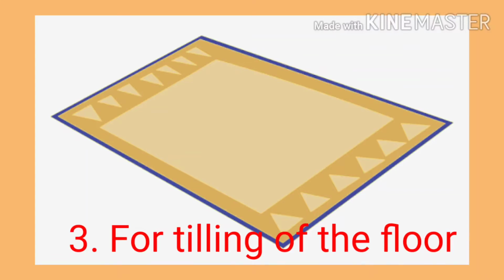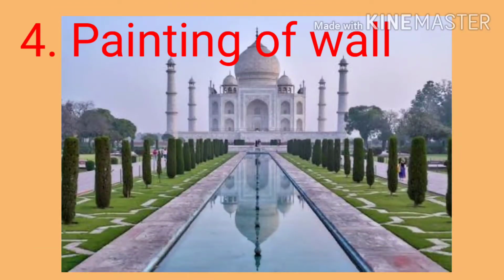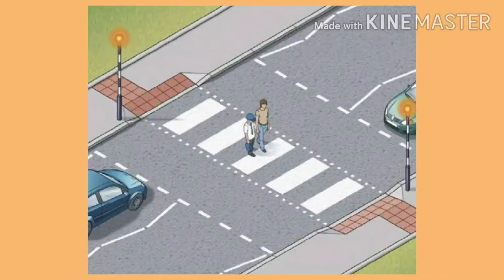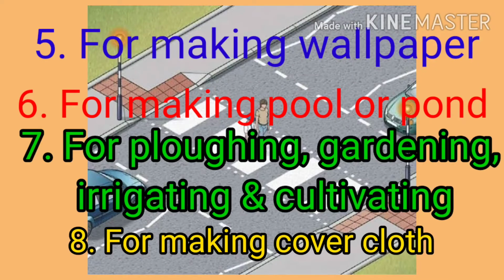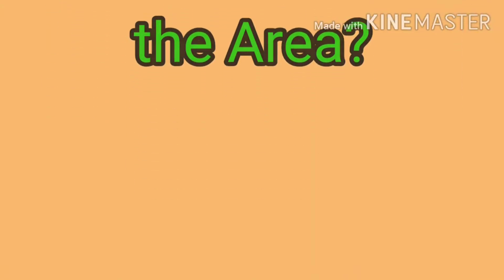We find the area of wall for making wallpaper. We find the area of ground for making pool or pond. We find the area of field for plowing, gardening, irrigating or cultivating. We find the area of an equipment for making cover cloth and so on. There are many examples for finding area in our daily life.